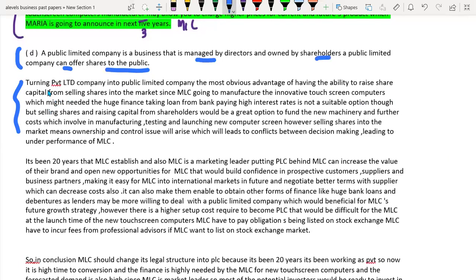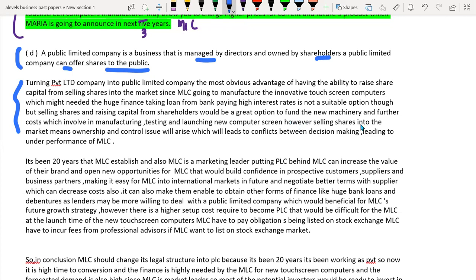So the first point is that turning a private limited company into a public limited company has the most obvious advantage of having the ability to raise share capital from selling shares into the market. Since MLC is going to manufacture the innovative touchscreen computers, which might need huge finance, taking a loan from the bank and paying a high interest rate is not a suitable option. But selling shares and raising capital from shareholders would be a great option to fund the new machinery and further costs involved in manufacturing, testing, and launching the new computer screen.